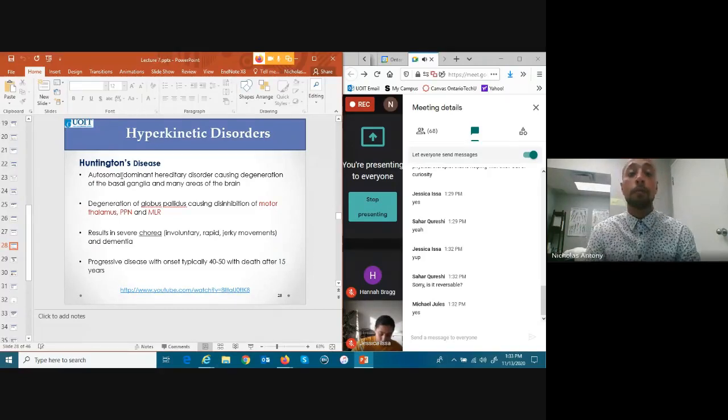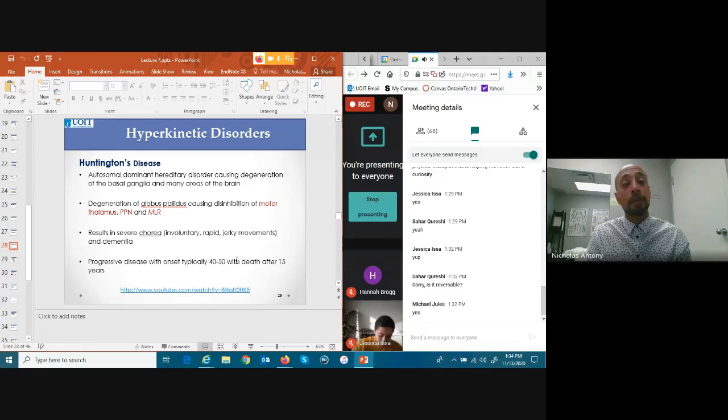It's an autosomal dominant hereditary disorder. When you get genetic screening before you have kids, a lot of them look for Huntington's disease, because it's autosomal dominant. So if you have it, you pass it on to your child, no matter what. The problem with Huntington's is that the onset is typically at 40 to 50, and it leads to death usually after 15 years. So if you pass it on, that's what you're passing on to potentially your child.